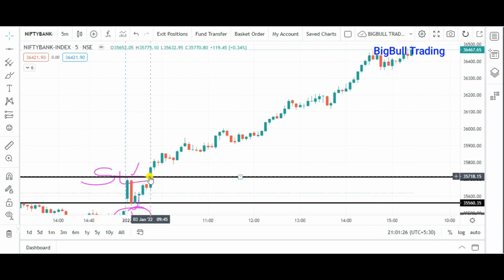Once you take the entry here, this is again your entry point. The first stop loss is hit, and this is your second entry.